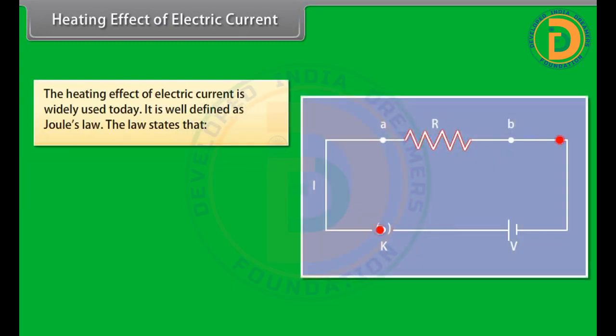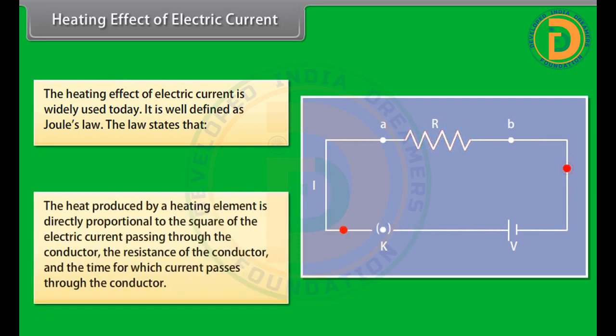The heating effect of electric current is widely used today. This effect is caused when electric current is passed through a conductor. This generates heat due to the resistance it offers to the current flow. The work done in overcoming this resistance produces heat.